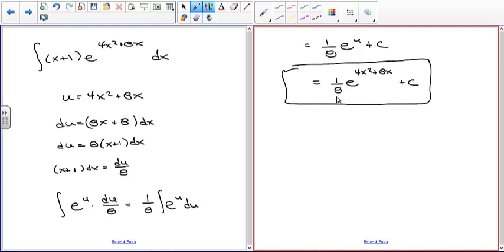So there's your answer. When you take the derivative, if you factor out an 8, you have x plus 1 dx times 8 is du. So you divide by 8. Substituting for u, x plus 1 dx is du divided by 8. Factor out the 1/8. Integrate e to the u du, which is e to the u plus c. Plug u back in, and you're done. Okay, so we'll continue on this on Thursday.